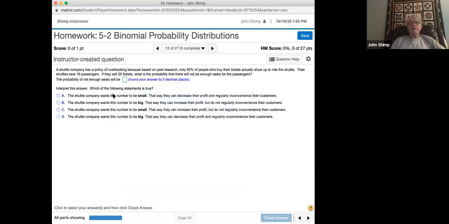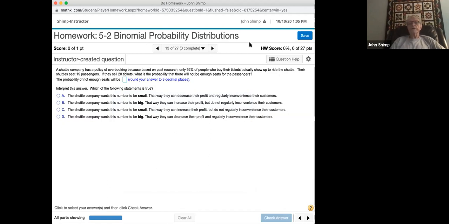A shuttle company has a policy of overbooking because, based on past research, 92% of people who buy their tickets actually show up to ride the shuttle. Their shuttles seat 19 passengers. If they sell 20 tickets, what's the probability there won't be enough? So this is just like the other problem we had.